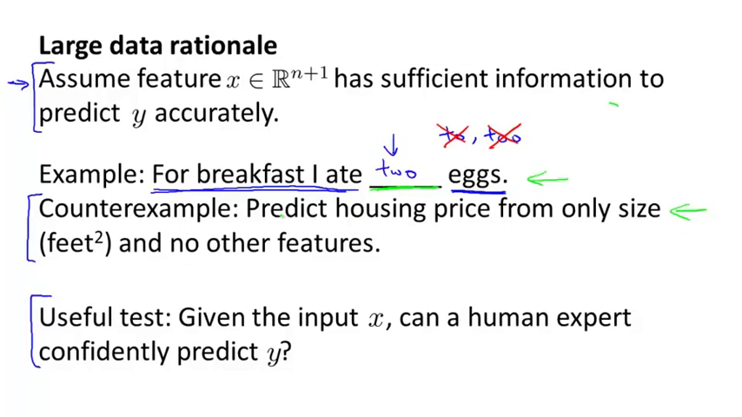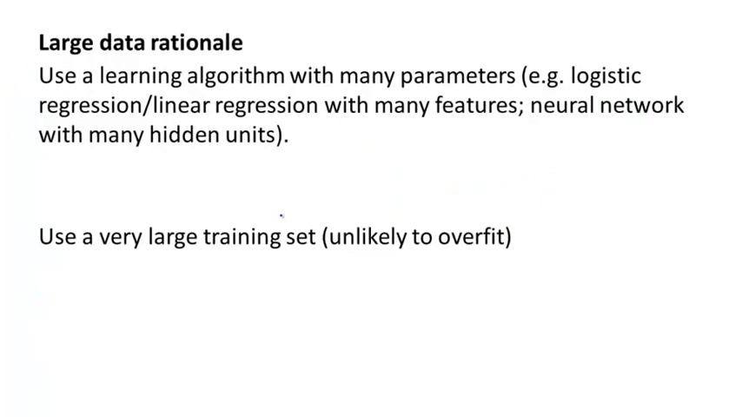So let's say this assumption holds. Let's see then when having a lot of data could help. Suppose the features have enough information to predict the value of Y, and let's suppose we use a learning algorithm with a large number of parameters. So maybe logistic regression or linear regression with a large number of features, or one thing that I often do actually, is use a neural network with many hidden units. That would be another learning algorithm with a lot of parameters.